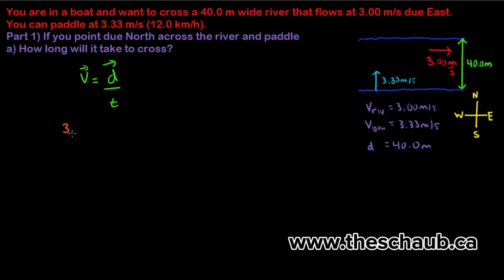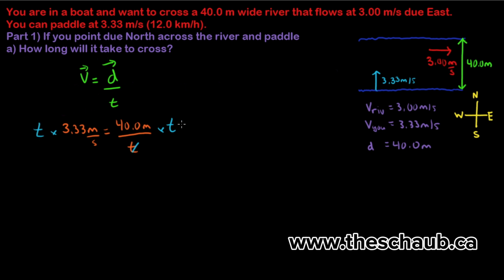So 3.33 meters per second. And this is equal to the displacement, how far you have to go. You have to go 40 meters. And we're solving for how long this will take. So that's our variable we're looking for, t. Because we're looking for t, we need to get t on the top. So we multiply both sides by our variable t.